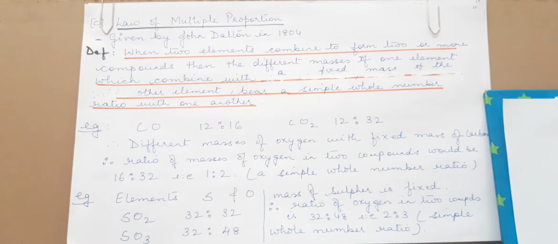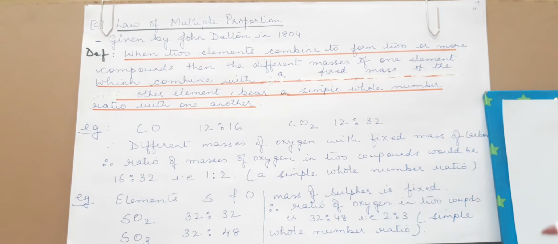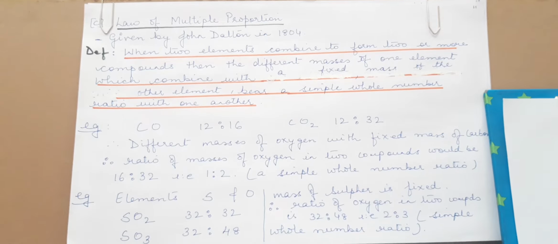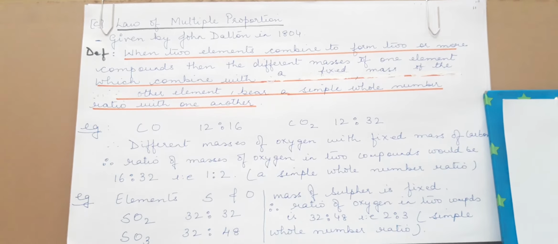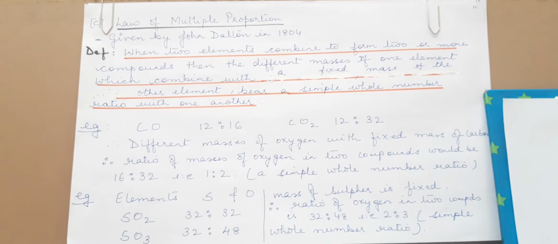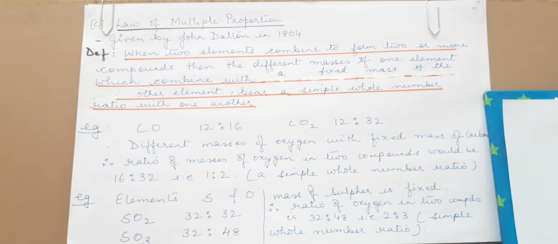Okay, so when we talk about the law of multiple proportion, we are concerned with two elements which have the capacity to form more than one compound. But what is seen is that in these two or more compounds, the ratio of the masses in which they combine together is different.